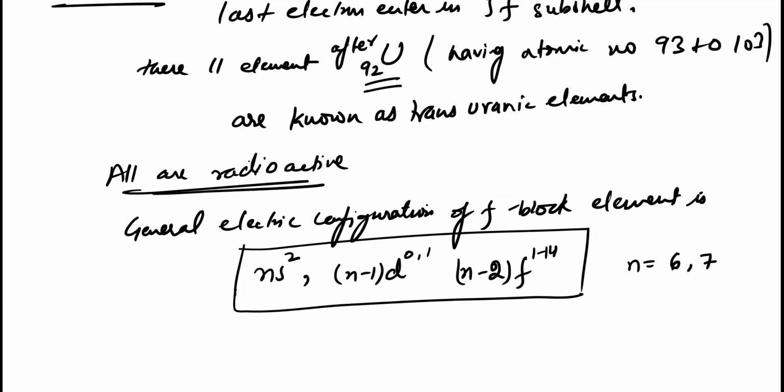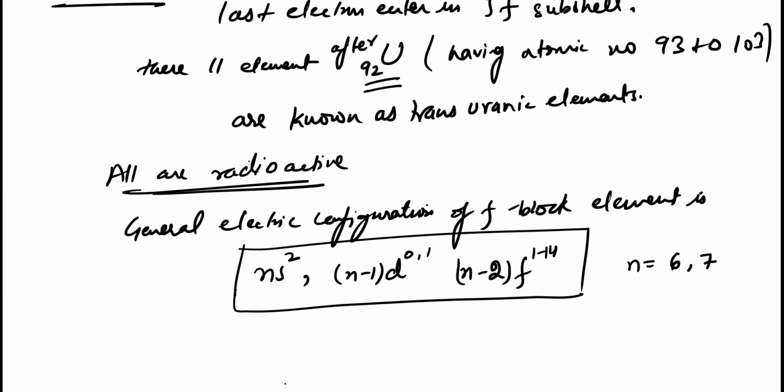Next is the position of F block elements in the periodic table. Now all these F block elements are considered radioactive elements. And there are two series: one is the lanthanoid series and the other is the actinoid series. Both lanthanoids and actinoids are placed separately from the D block elements. Okay. Got it?